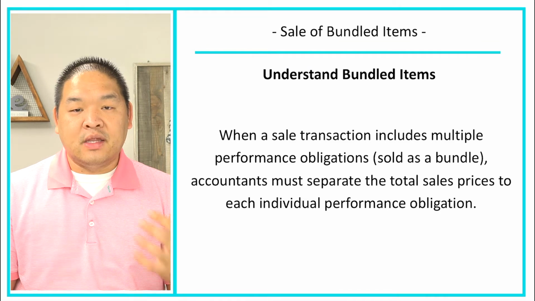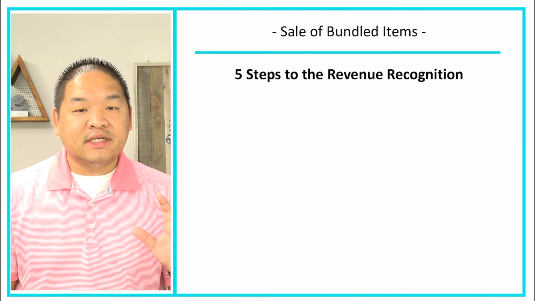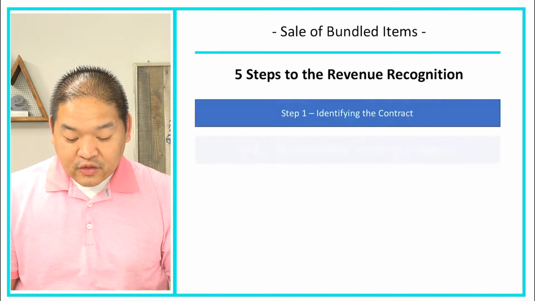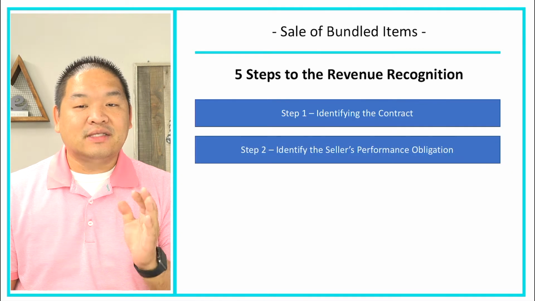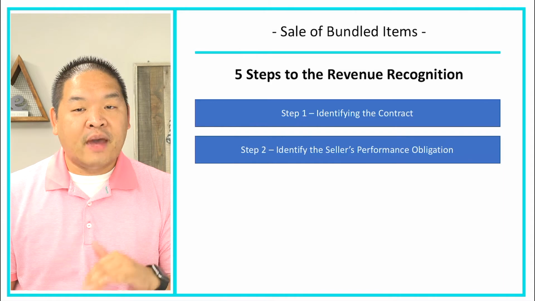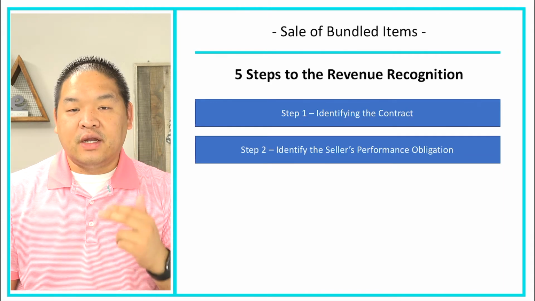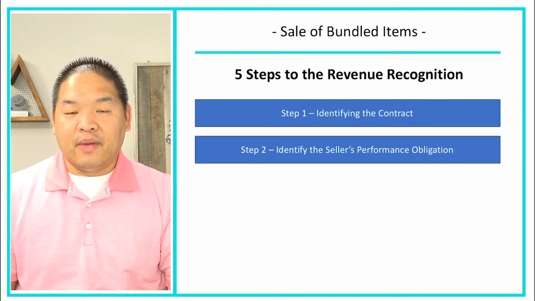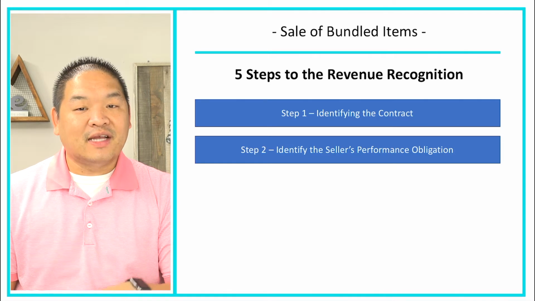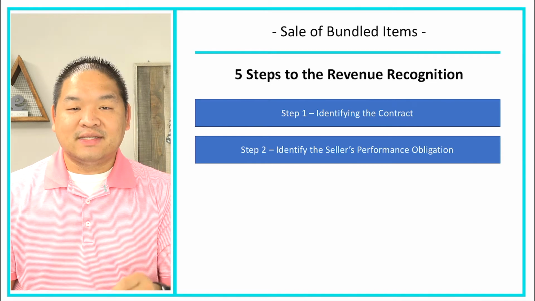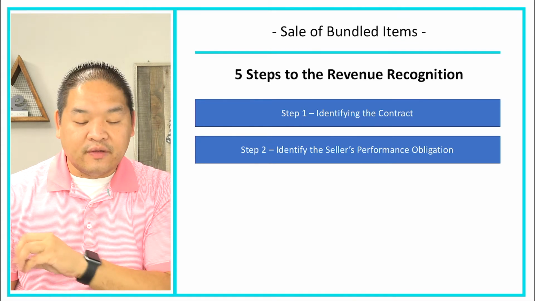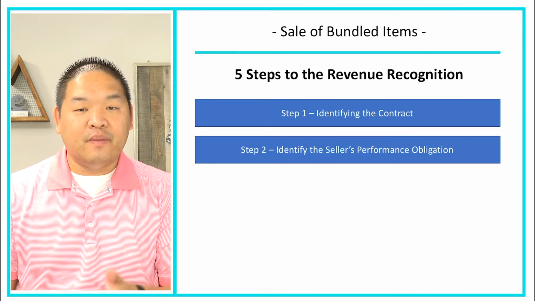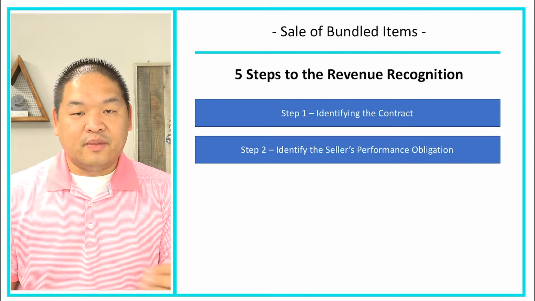In the revenue recognition principle, we have 5 steps to get to the point where we can recognize revenue of a sale. The first step is identifying the contract. The second step is to identify the seller's performance obligations. Most of the time, it's very easy: you're exchanging a product for money, or a service for money. But there may be instances where the contract has multiple performance obligations. If that's the case, we have to allocate the sales price to each one of those performance obligations. So in step 2, we identify those performance obligations.